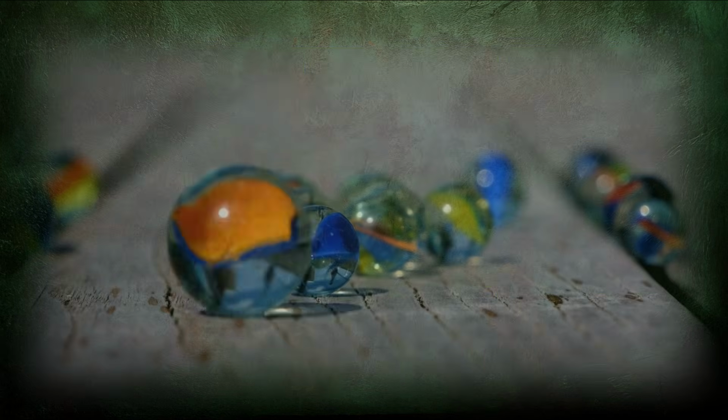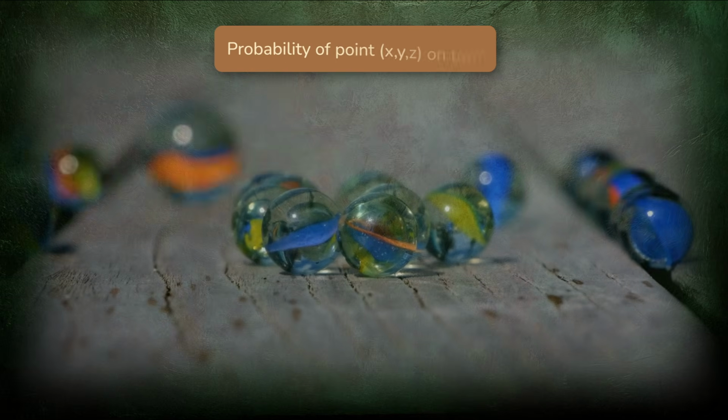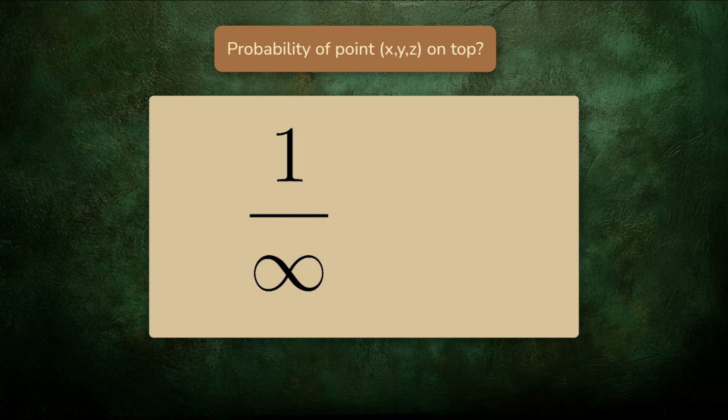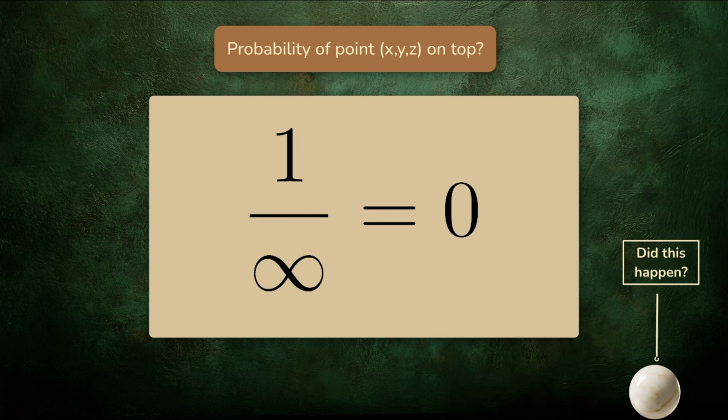When you roll the marble, what's the probability that a specific point ends up on top? You might be tempted to say 1 out of infinity, which would be 0. But this doesn't pass the smell test, does it? When you roll the marble, one of the points does actually wind up on top. How can something with a 0% chance of happening actually happen? This is the central challenge with continuous random variables.